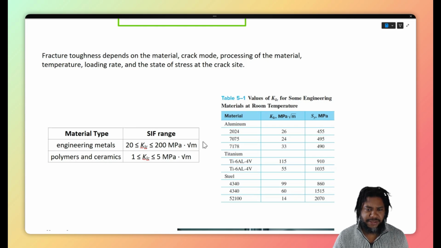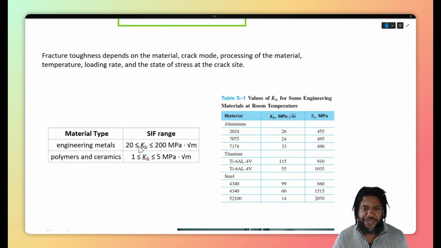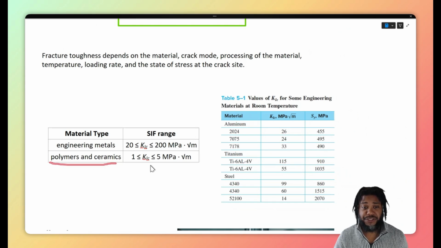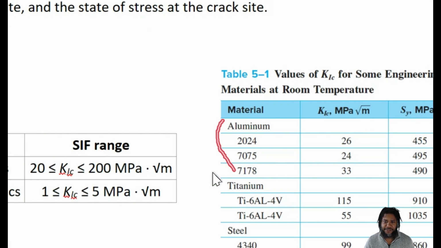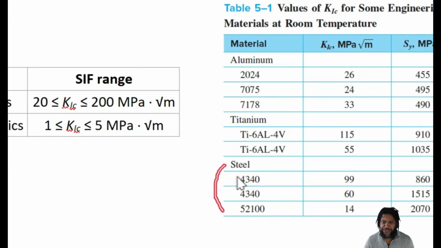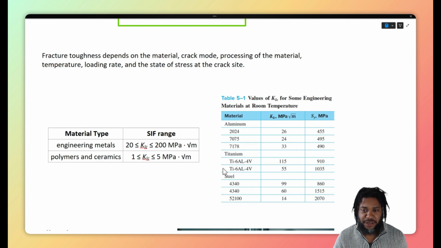For some simple engineering materials, we can say for engineering metals, fracture toughness ranges from 20 to 200 megapascal times the square root of meters, depending on the class of alloy. While polymers and ceramics have very low fracture toughnesses, from 1 to about 5 megapascals times the square root of meters. If we go into specific classes of metals, we can see that there are pretty disparate ranges of properties. In steels, it can range from 14 to 99, depending on the type of steel. For titanium, from 15 to 115.